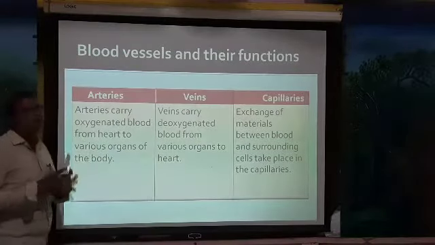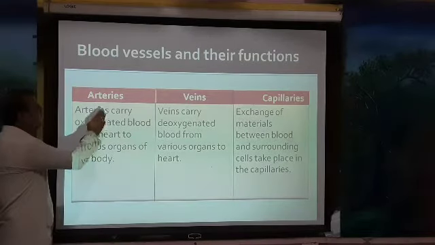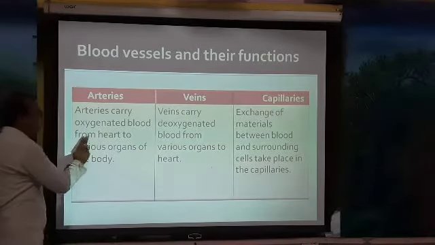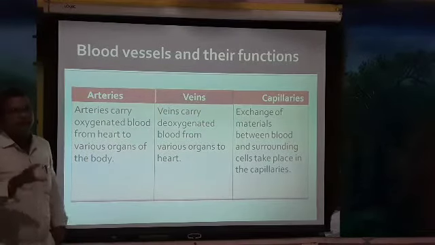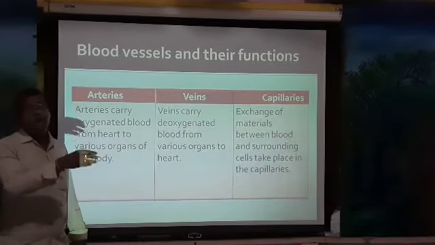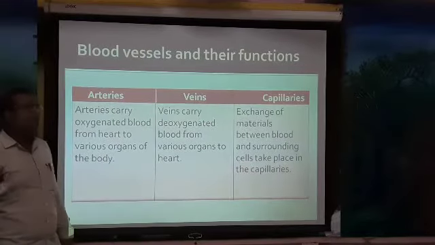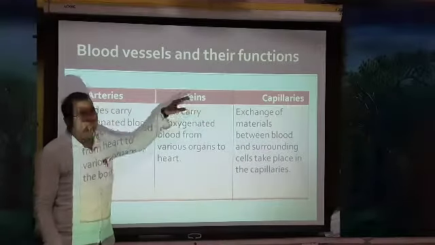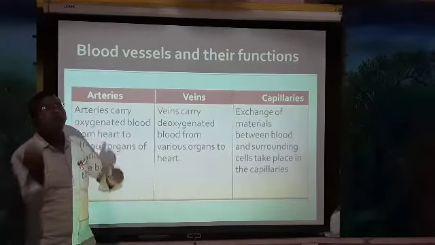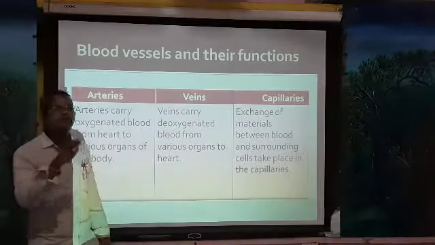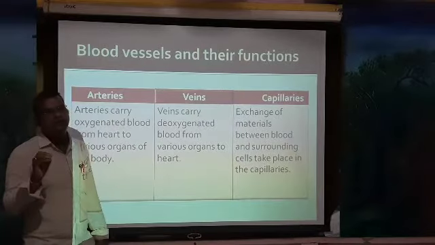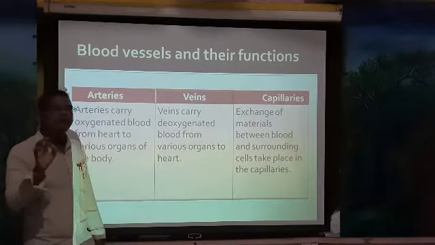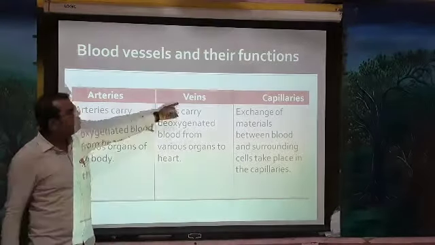So what is the main function of arteries? Arteries carry oxygenated blood from the heart to the different parts of the body. All the arteries carry the blood away from the heart, whereas veins carry the blood towards the heart. Which kind of blood does it carry towards the heart? That is deoxygenated blood, carbon dioxide rich blood, which goes to the heart through veins.